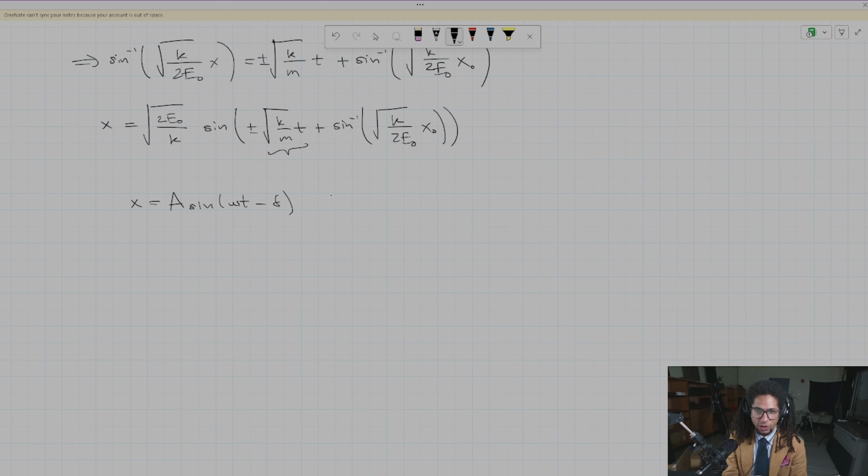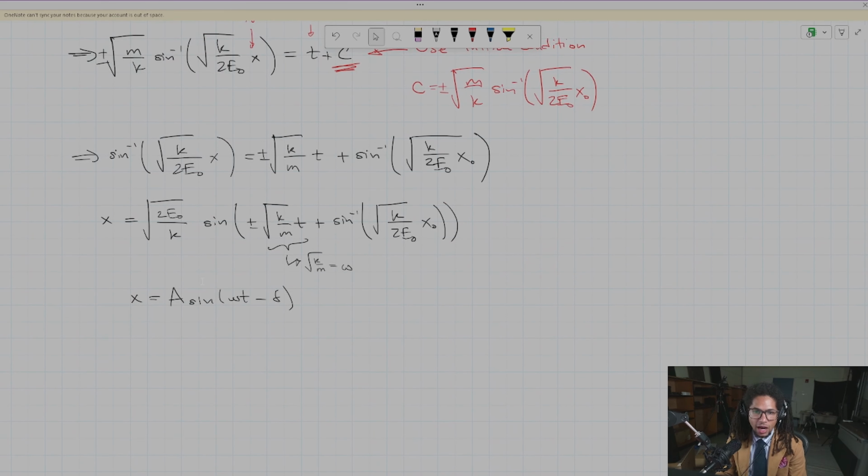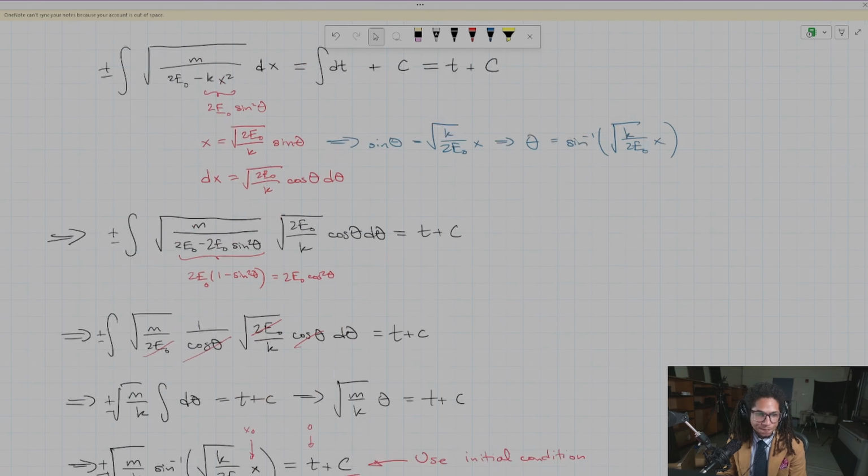Notice that this root k over m is exactly the angular frequency we expect for a spring in this configuration. Okay, so I could go through and show that this is the correct amplitude and that this is the, well, I should say this is definitely correct, but that this is the correct phase shift. But it's okay, we don't have to go all the way with this. I merely want to show that we do get the correct result using energy.